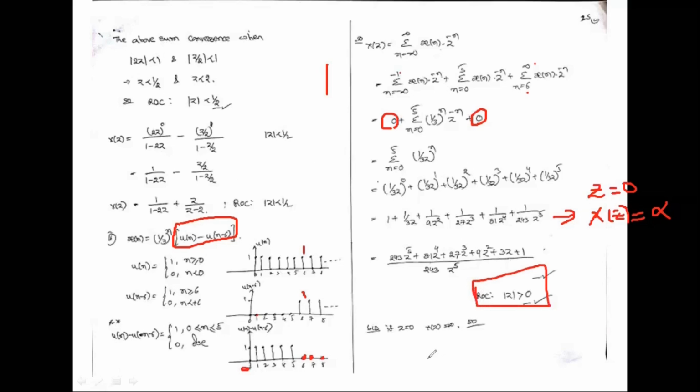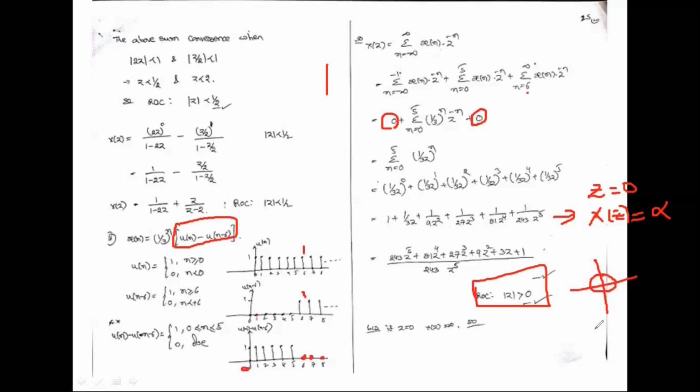But which values exist and which values do not exist? For which values does it exist? This function, at z is equal to 0, becomes infinite. So take that as greater than 0 only. Except z is equal to 0, all the values of z exist. So take the range as above 0.